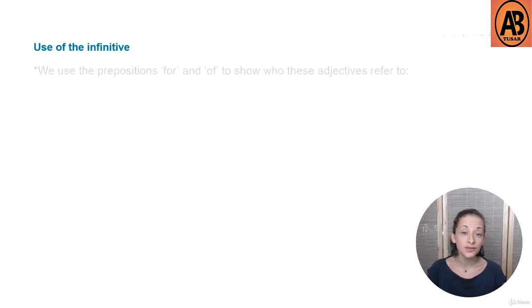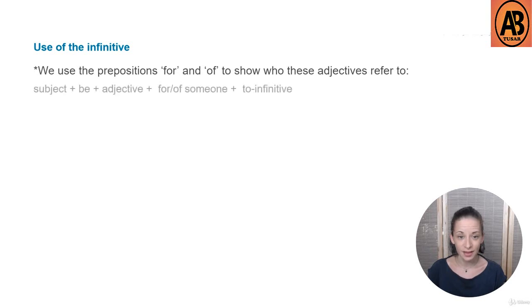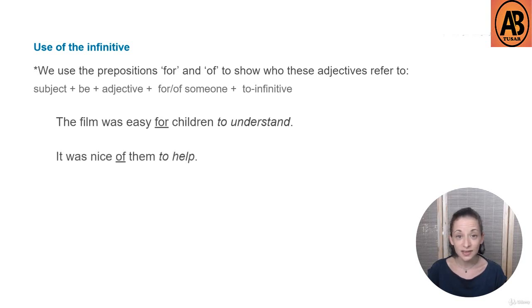We use the prepositions for and of to show who these adjectives refer to. The film was easy for children to understand. And it was nice of them to help.